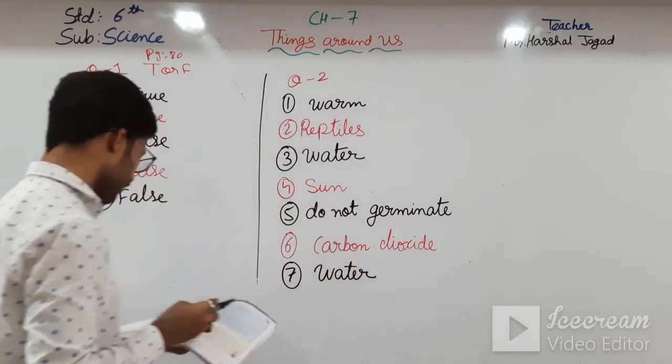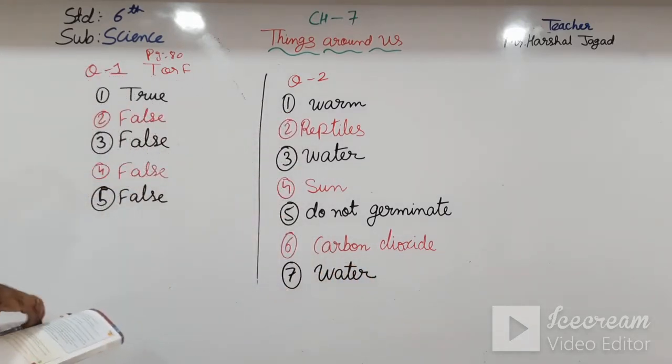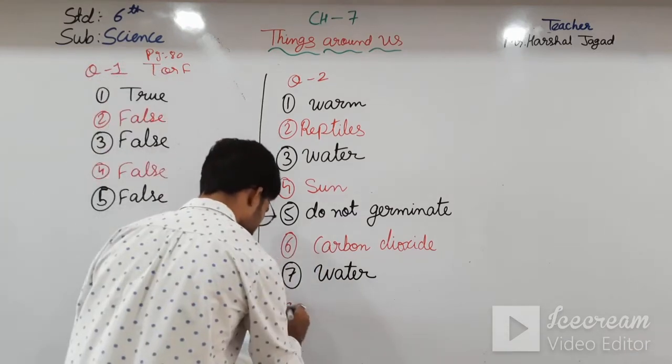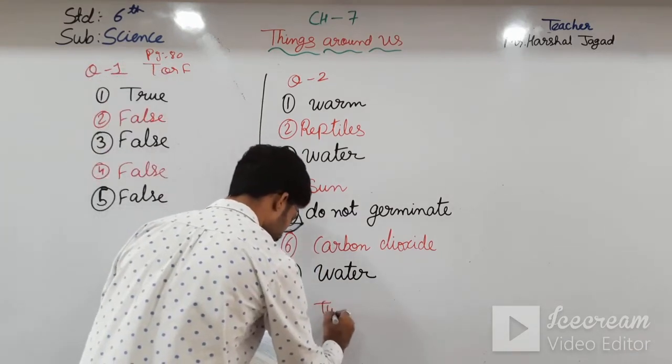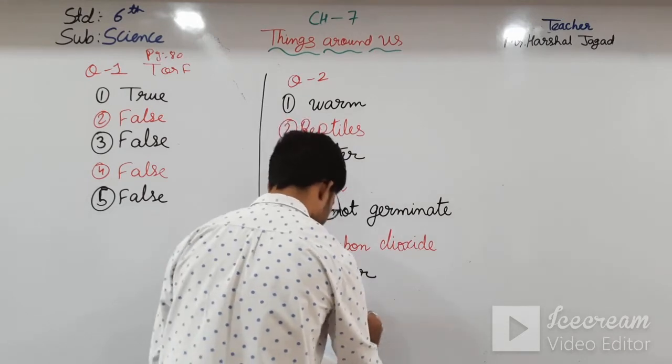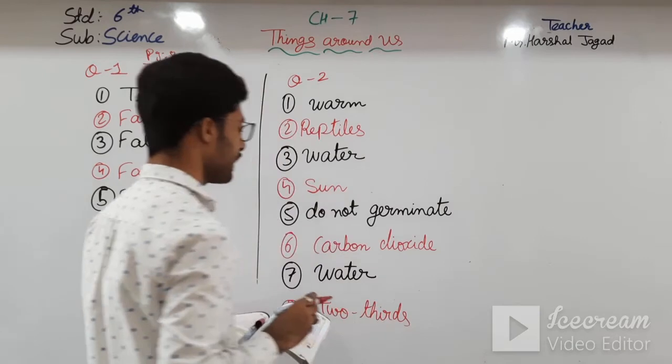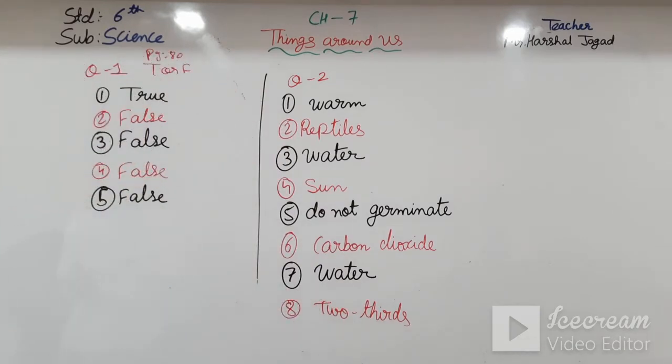Eighth one, dash of our body is made up of water. Two-thirds. Two-thirds of our body is made up of water. Okay, students. Please note down the answers.